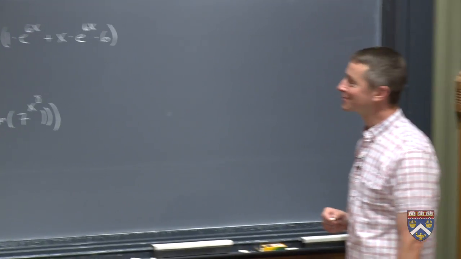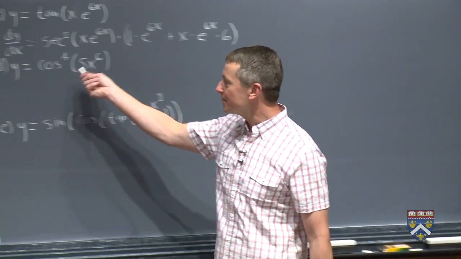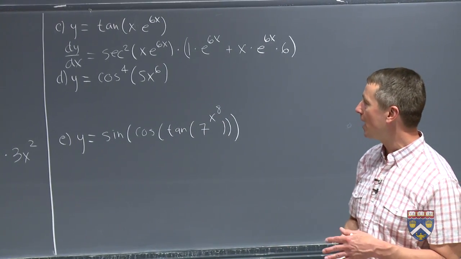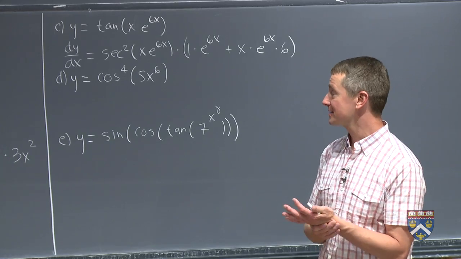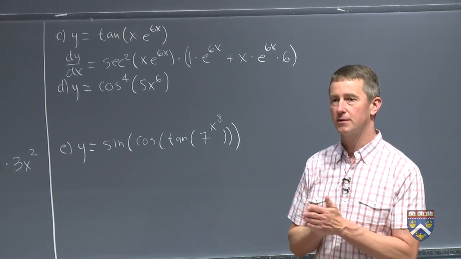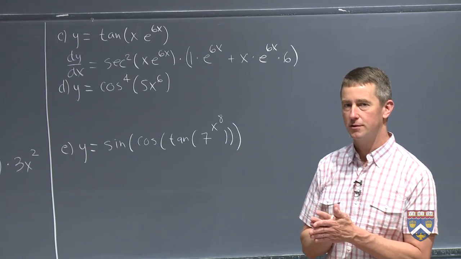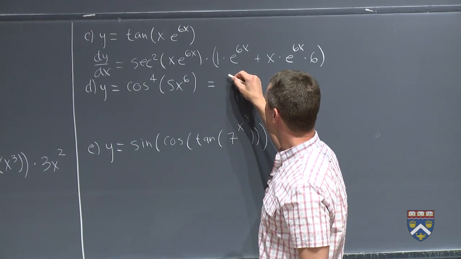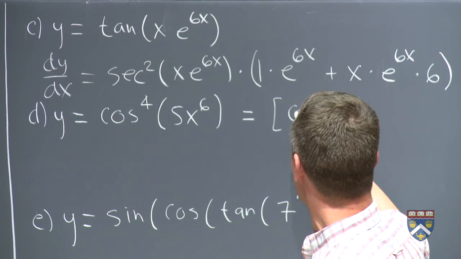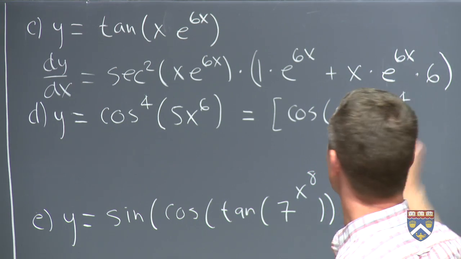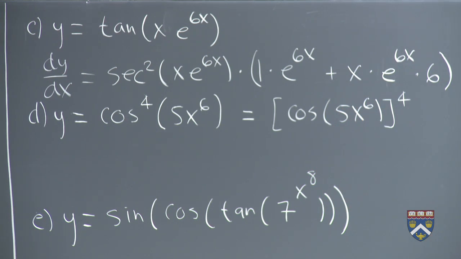Is that good? How about this one? Take a minute and try to decide what you think the outermost function is here. Cosine to the 4th of 5x, 6 to the x. Is the outermost function cosine or cosine to the 4th or what? So remember that this is our shorthand way of writing what? Of writing cosine of 5x to the 6th, all to the 4th power. So really the outermost function is the 4th power here.